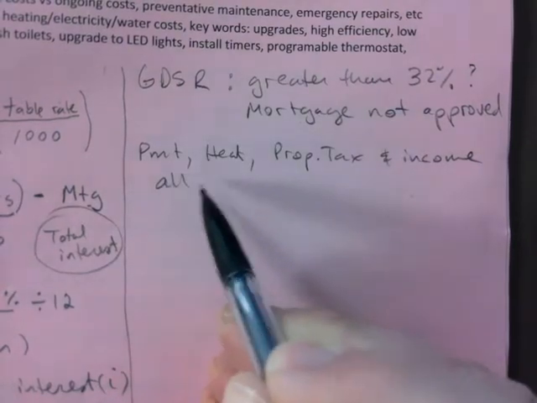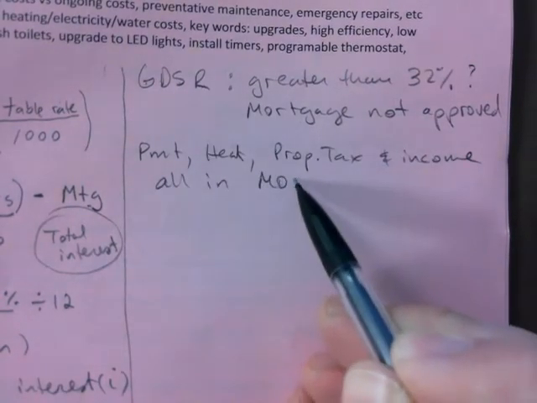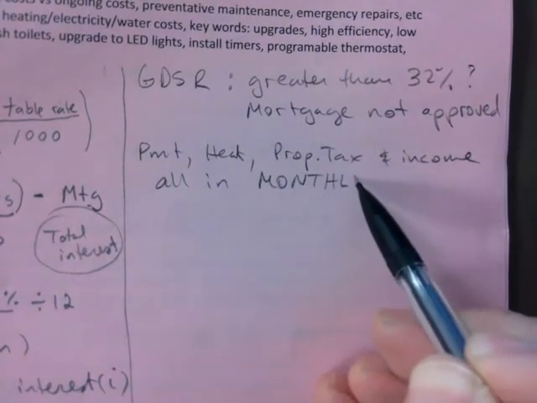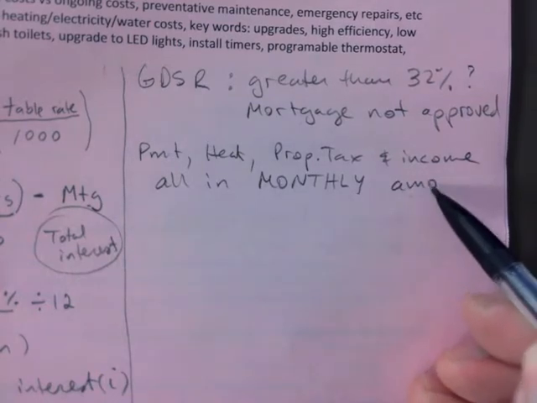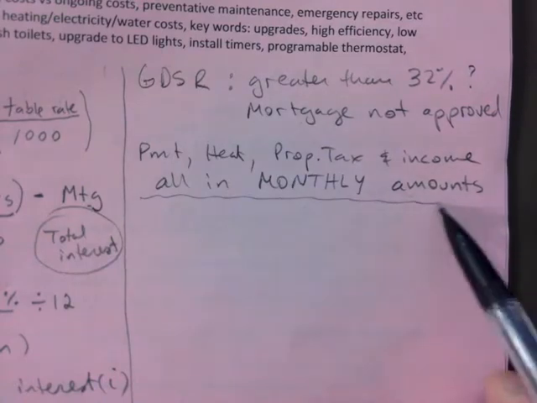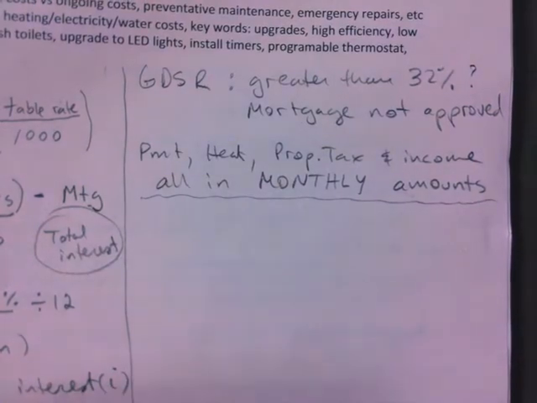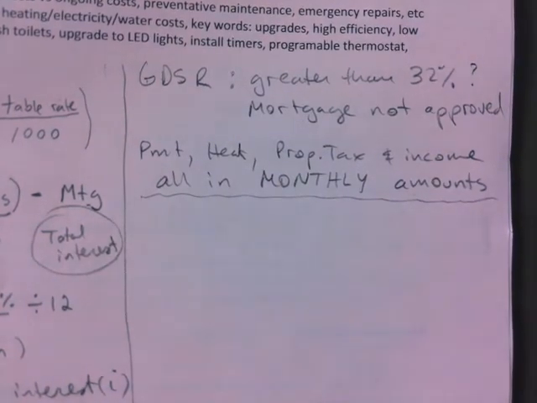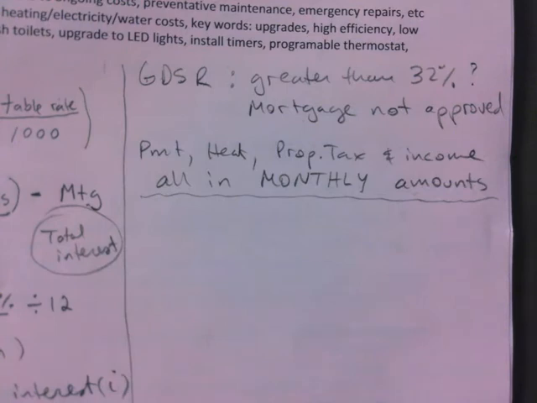right, all in monthly amounts. If any one of them, right, is not, it throws the whole thing off. You're going to get a ridiculously low number or a ridiculously high number, right? So watch out for that. So yearly, annual, anything like that, you need to divide it by 12 to get it. Okay?